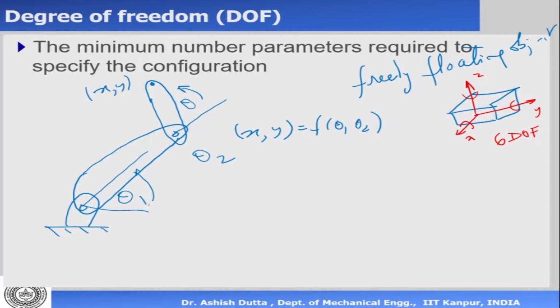So in this case, we can also say that if you want to specify x and y, this is a planar 2R manipulator, and it is planar. That means it can move only on this plane. So to specify any point x and y, you need two variables, theta 1 and theta 2. So this is my theta 2.